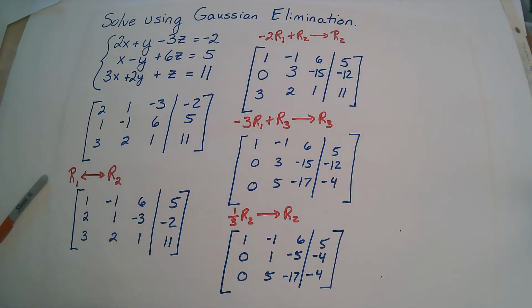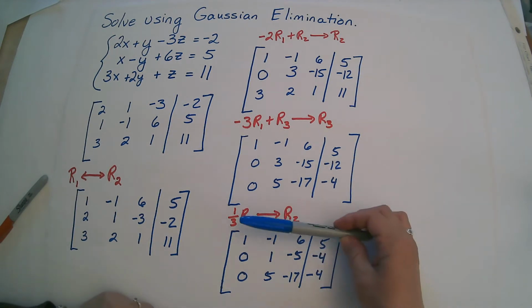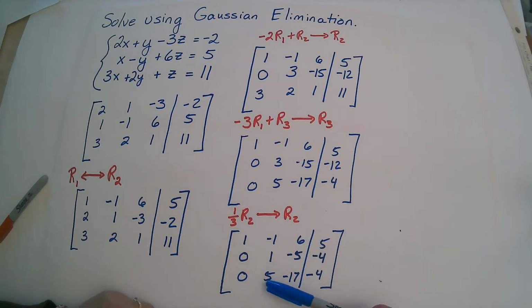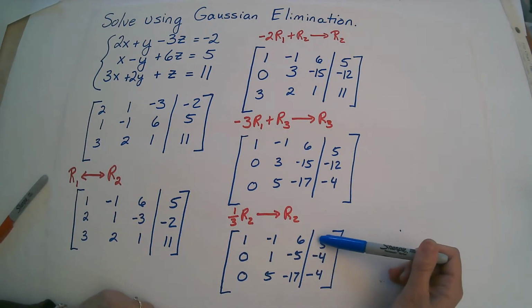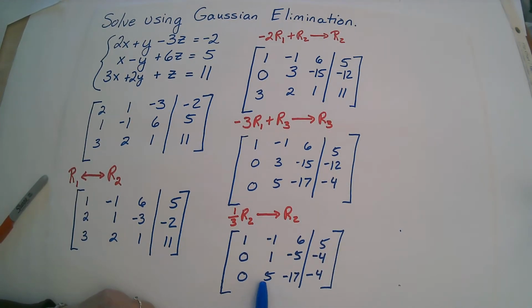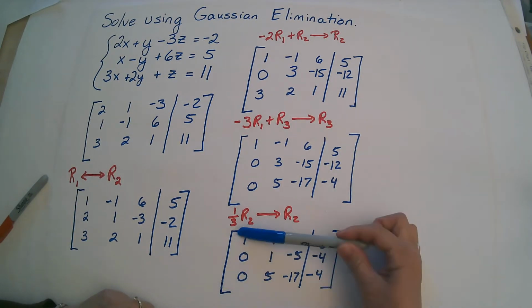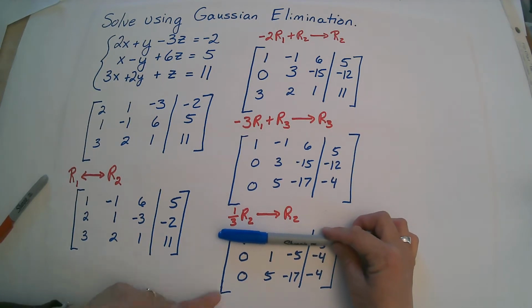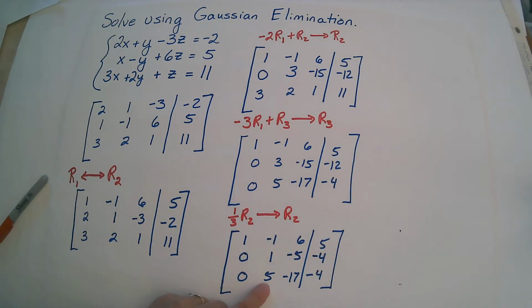Now I do want to let you know that we don't want to involve this first row in the calculation. Sometimes people want to multiply row 1 by 5 and add, and while that would give you a 0 here, we would lose this 0 here. It would no longer be 0. So use row 2 with row 3 in order to make that be a 0.